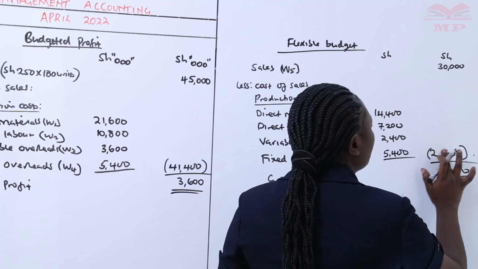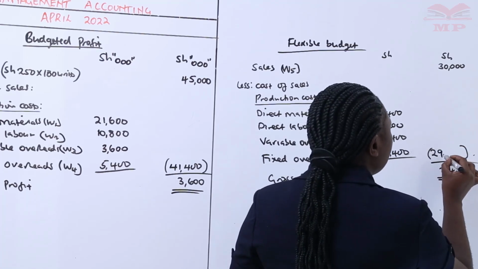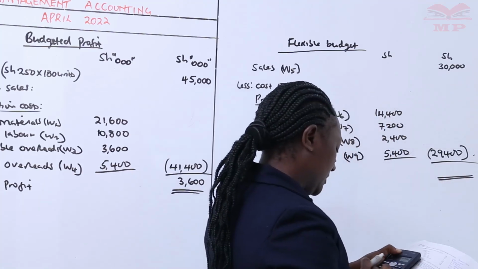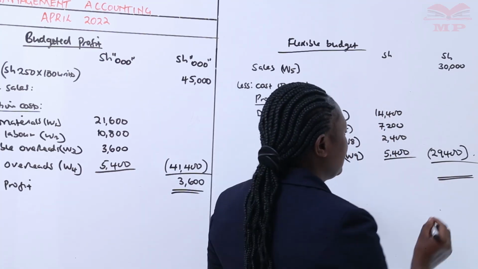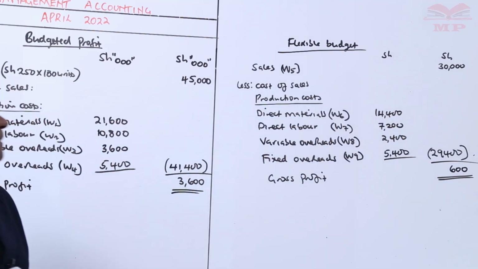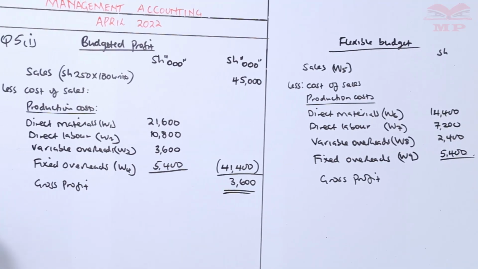This should be 29,400. So the variance will be 600, not 2,400. That's the variance. So that was part A of question number 5. We proceed on to question number 5, part B.